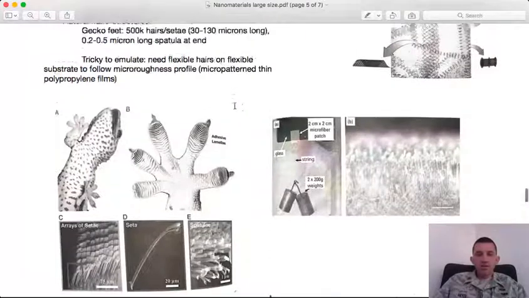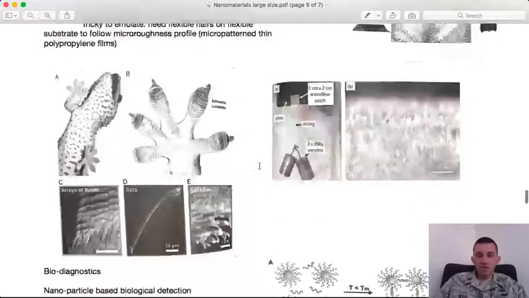And so efforts have been made to replicate this structure with artificial materials. They can micro-pattern structures similar to what you find on gecko feet onto polypropylene films. Getting the fibers on the surface to have the right length and the right flexibility is key to having it follow that micro roughness profile. But as you can see in this picture here, they have this 2 centimeter square patch that's holding up 400 grams by sticking to glass. So it can work.